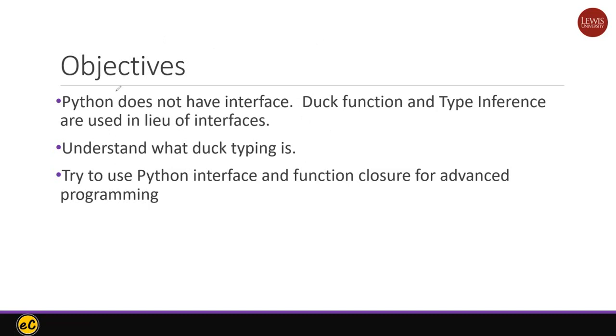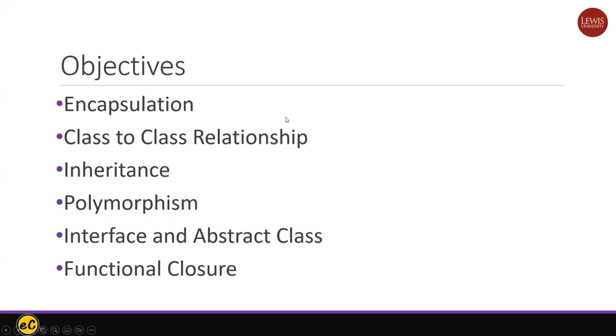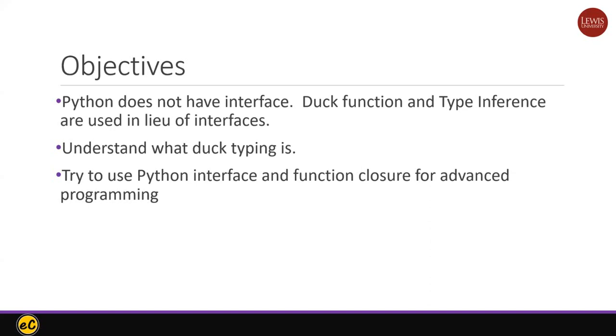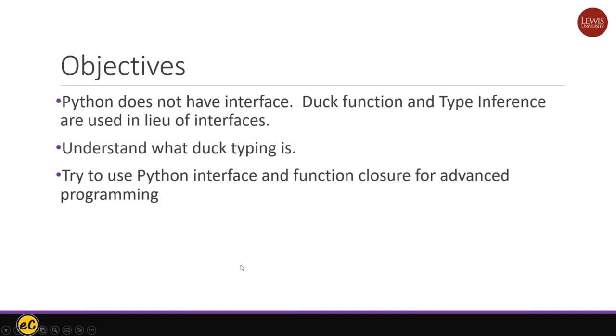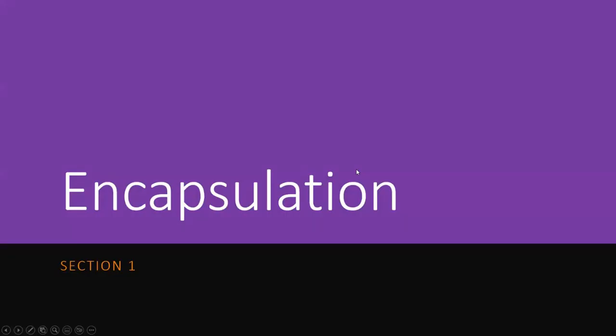And Python does not have interface. Python uses duck typing and type inference. So these two topics will also be included, okay? We'll talk about it later, so we will know what duck typing is. That's a different story. So here it gives you the guideline of what OOP is, including the class-to-class relationship, inheritance types, functional closure, and duck typing, okay?